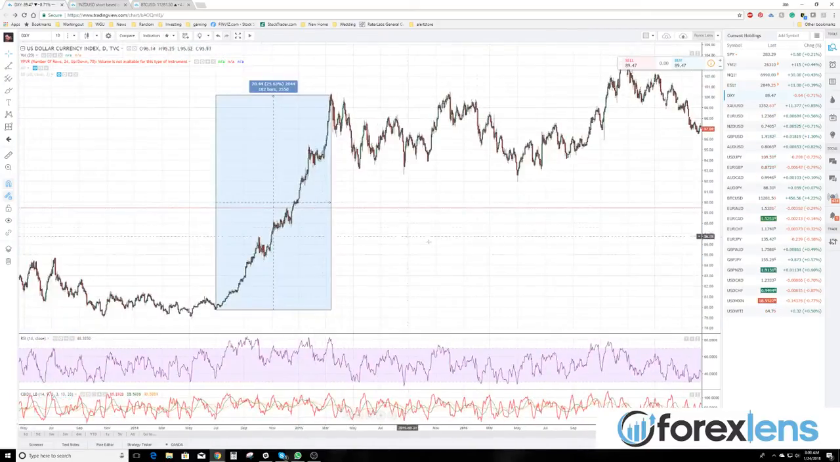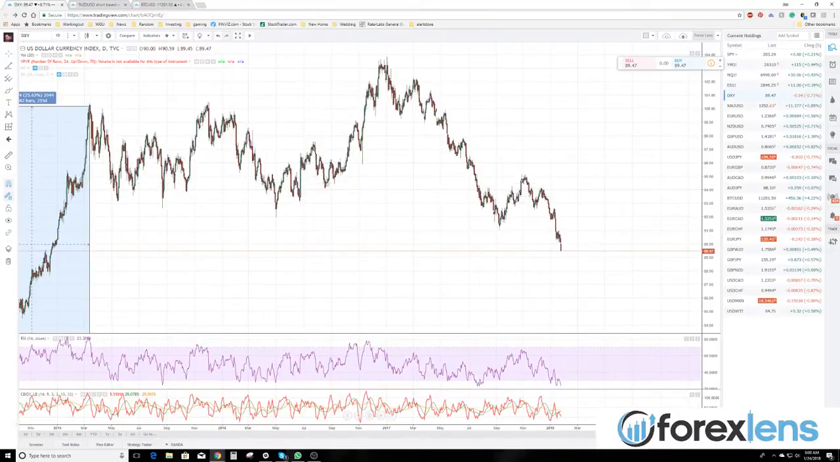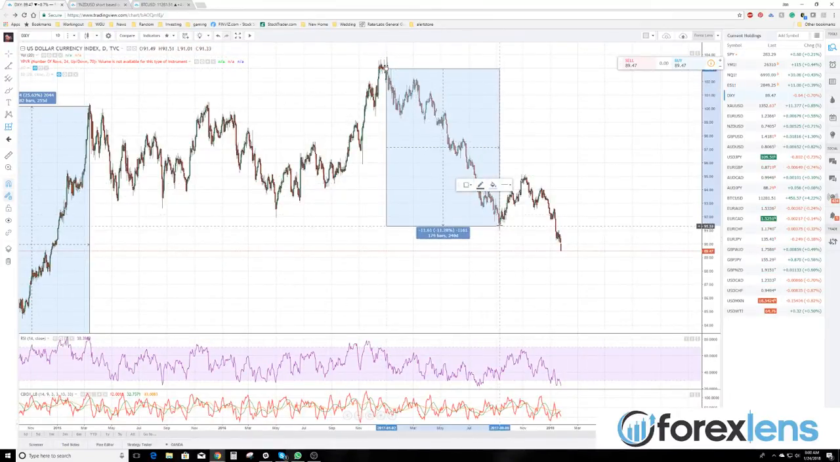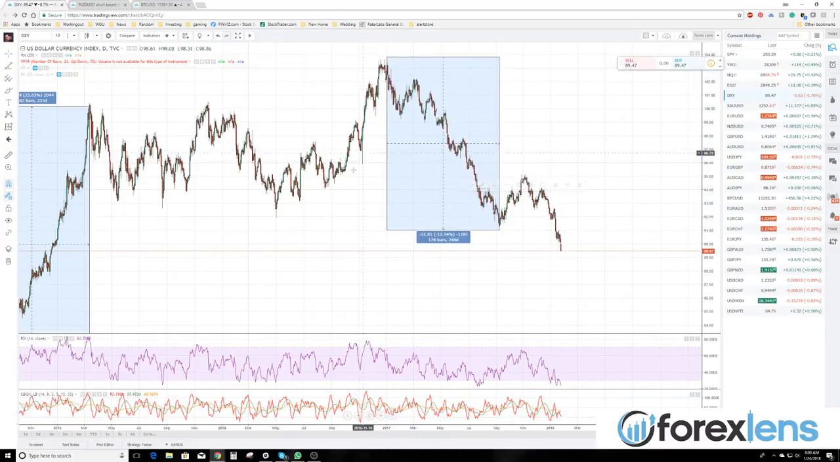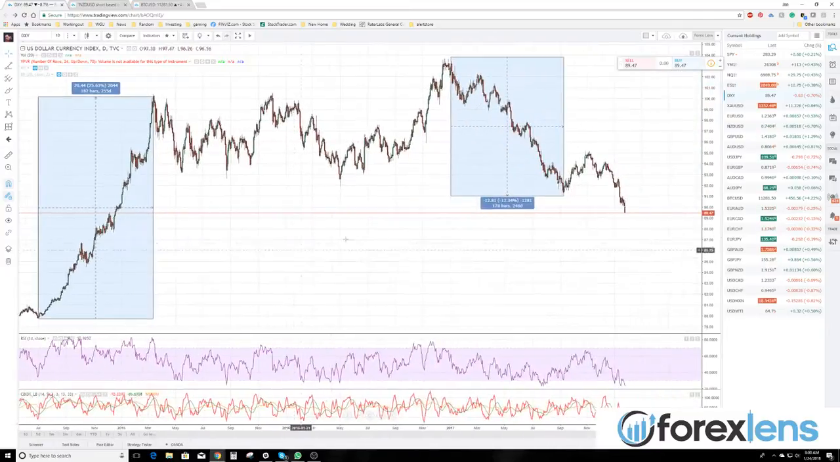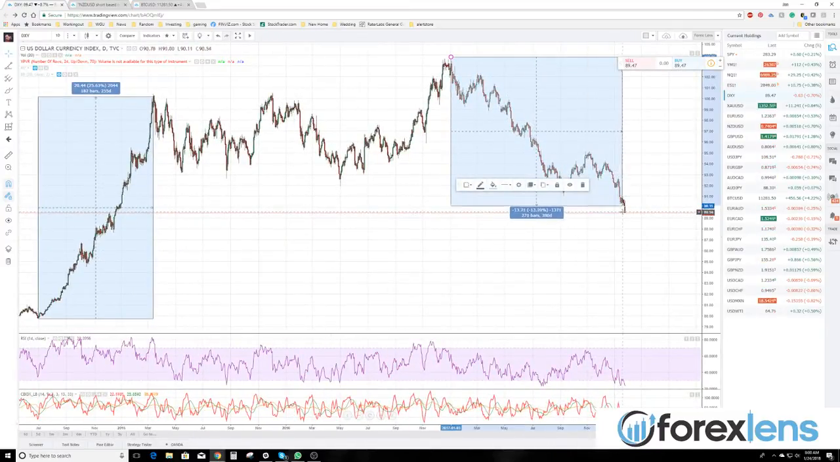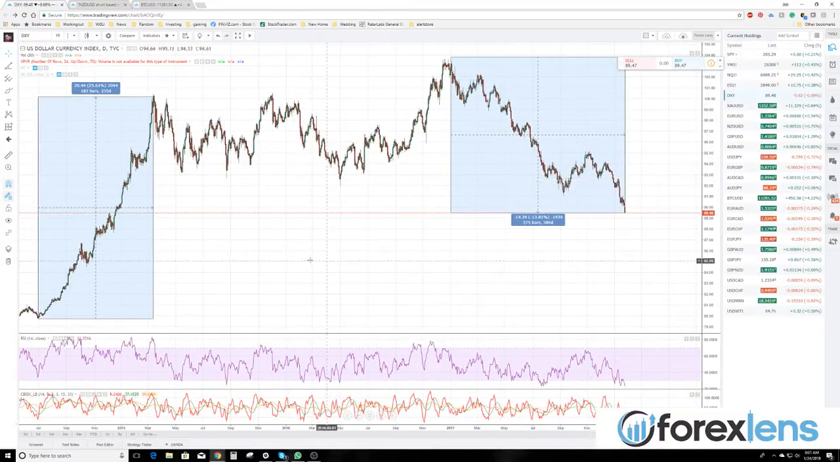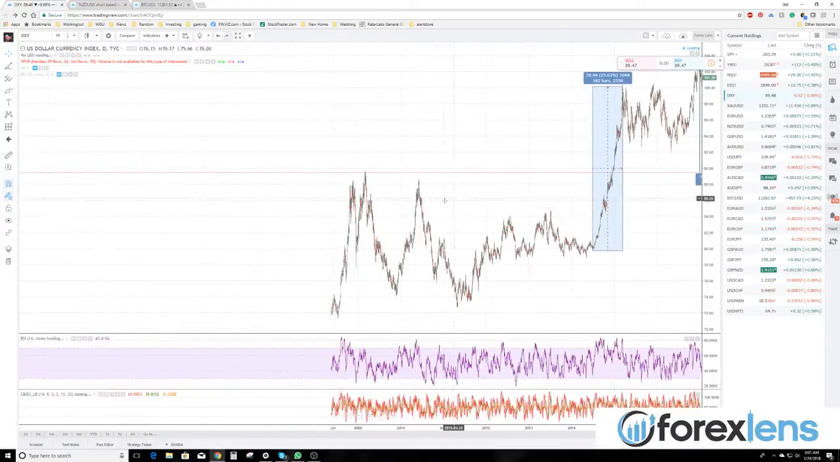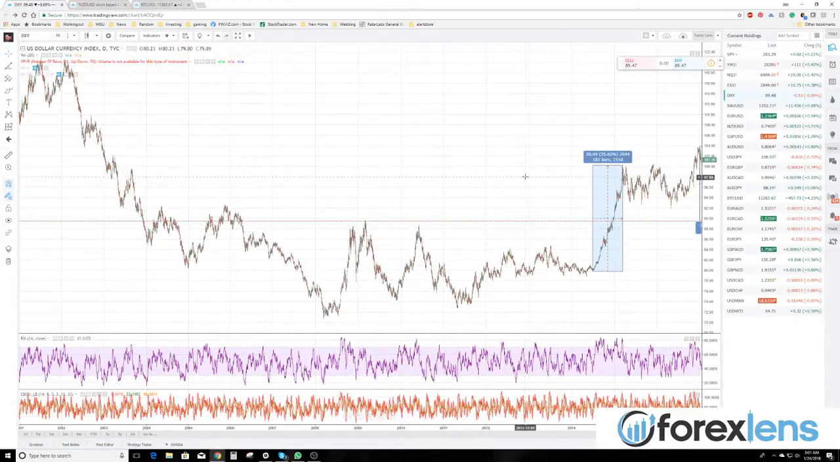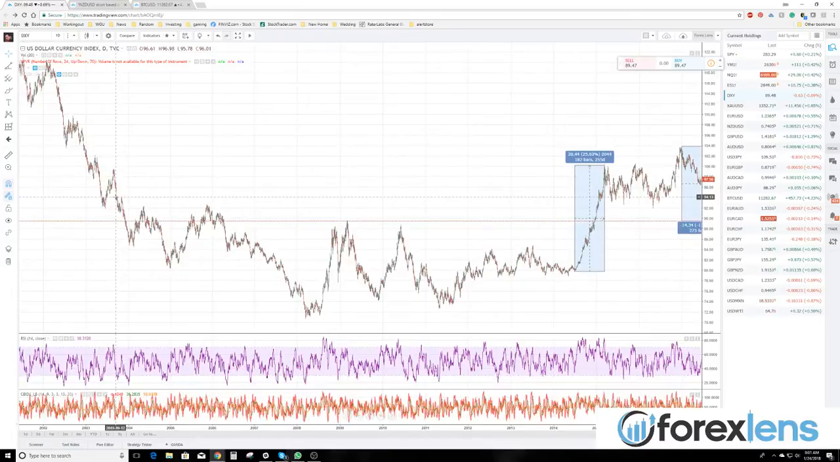But let's see. So that's a 25% move. That's the largest move. And what kind of a move is this? $12.75. Well, actually, let's say 13. Those are some of the biggest moves ever in recent years.